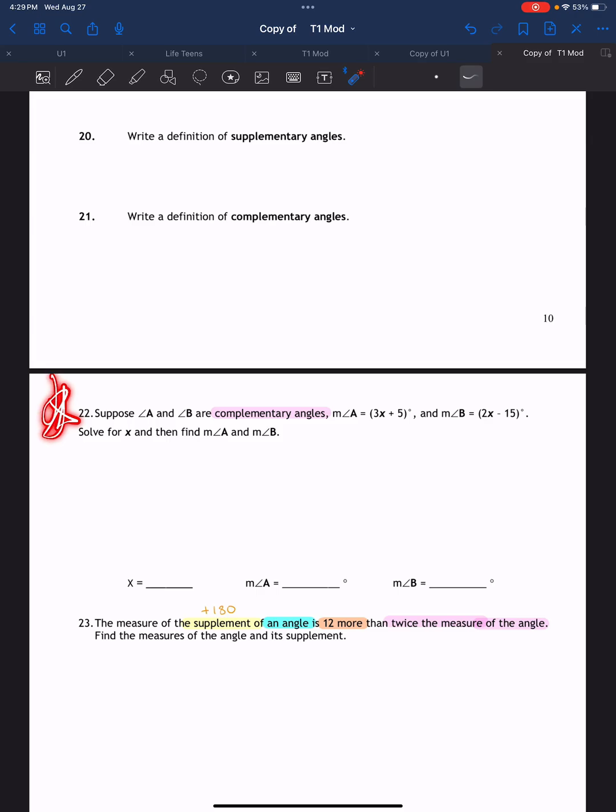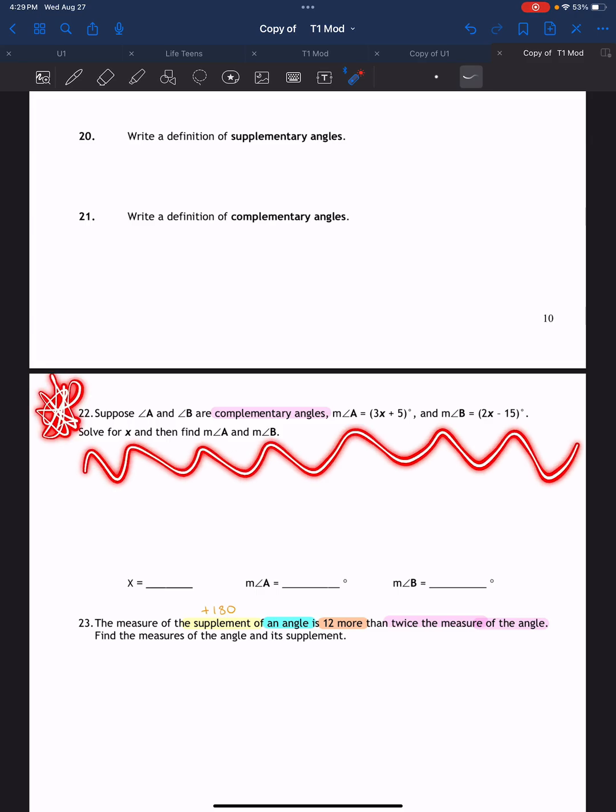Give your best to try number 22, and then we'll look at that at the beginning of class tomorrow. See what you can do.